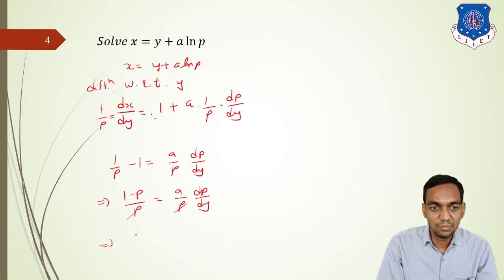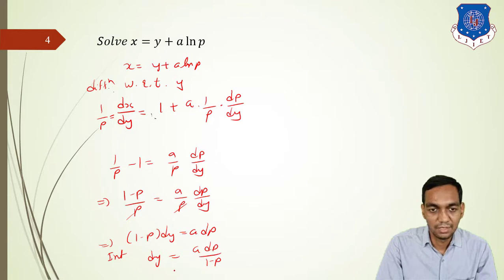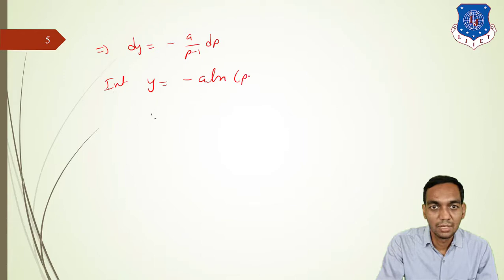So cross multiply and simplify, that will give you 1 minus p dy is equal to a dp. Integrating both sides, you cannot integrate in this manner, so you have dy is equal to a dp upon 1 minus p. That will give you dy is equal to minus a upon p minus 1 dp. So integrating, that gives y is equal to minus a log (p minus 1) plus c.